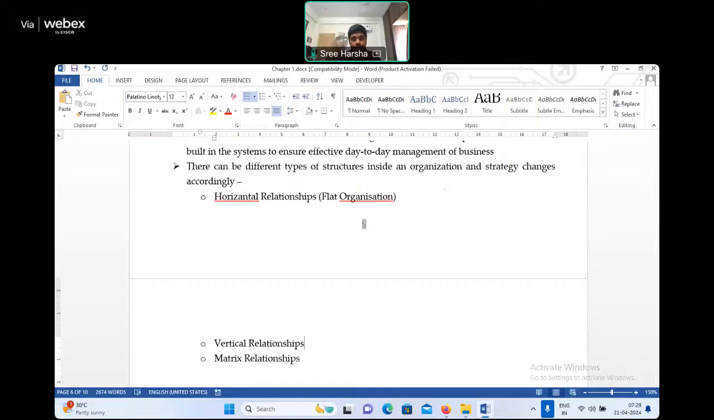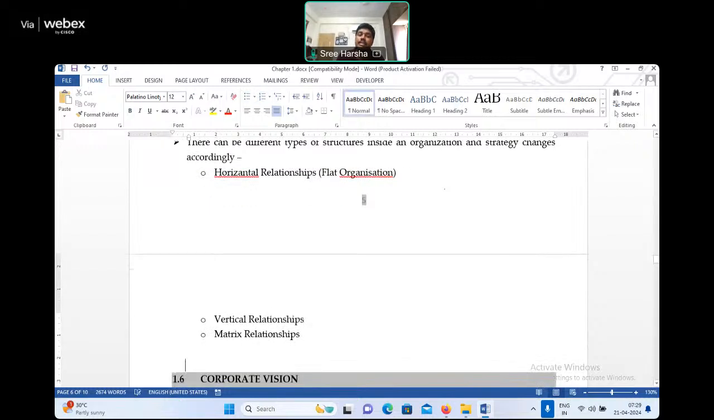Vertical relationships are nothing but organizations with 3 levels of management: top level, middle level, lower level. All these 3 levels will be there. Those kinds of organizations need strategies at all the levels. Then there will be certain organizations called matrix organizations. What do you mean by matrix? Matrix is nothing but a box. In a matrix, there will be 2 levels of control. One from the top and one from the side.